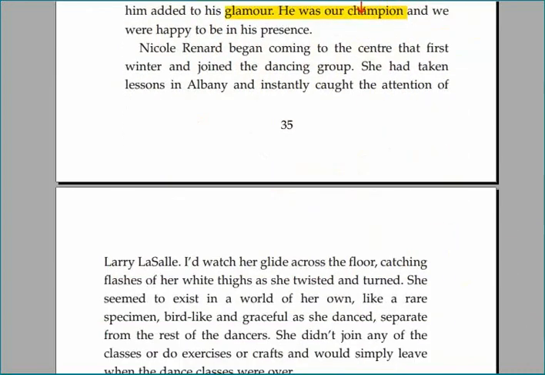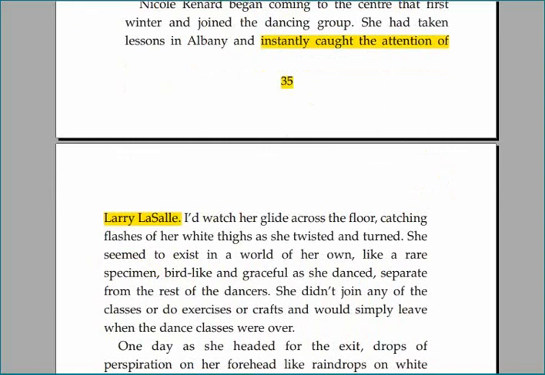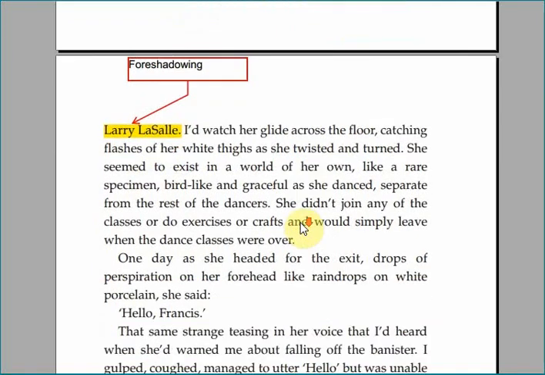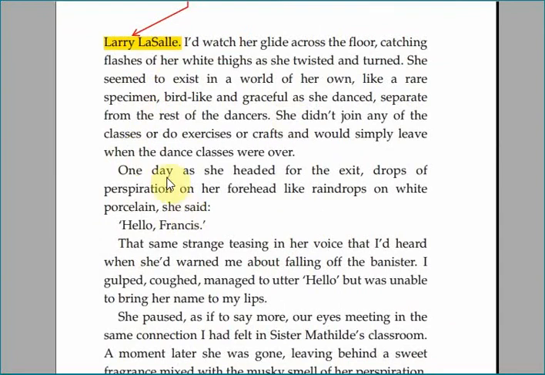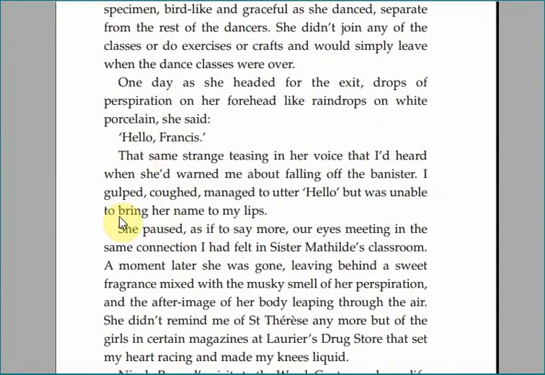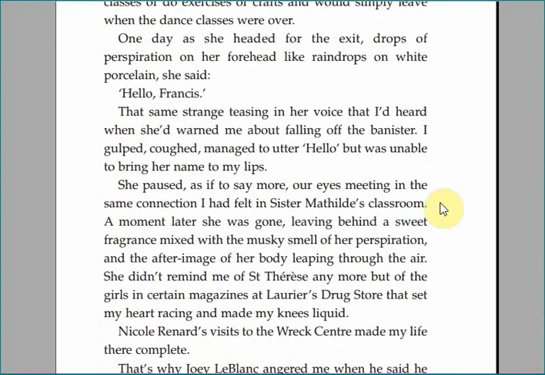Nicole comes there and straight away, instantly is the word that they use in the text, caught the attention of Larry Lasalle. Again, I would definitely talk about how this is foreshadowing what happens later in the novel. So she dances all of the time at the rec centre. Obviously Frances is completely twisted around by that because she's more interested in the dancing and he's more interested in just her all of the time.